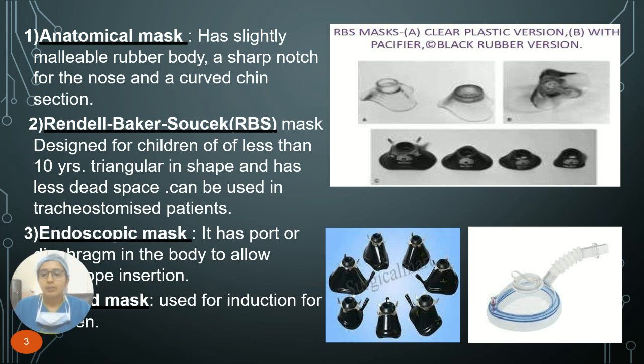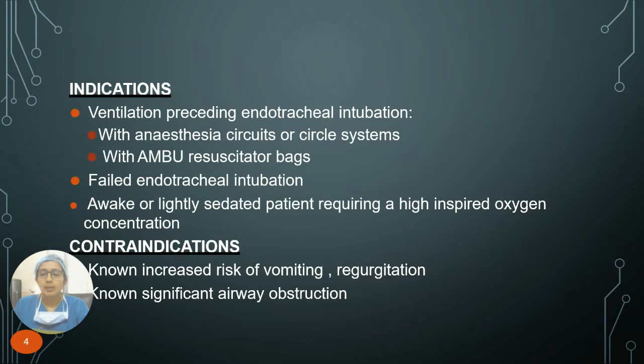Then we have the endoscopic mask. It has a port or diaphragm in the body to allow the insertion of the endoscope. So indications of mask ventilation: when you want to pre-oxygenate the patient before giving general anesthesia, with anesthesia circuits, we can use it with Ambu resuscitator bags, failed endotracheal intubation, awake or lightly sedated patients requiring a high inspired oxygen concentration.